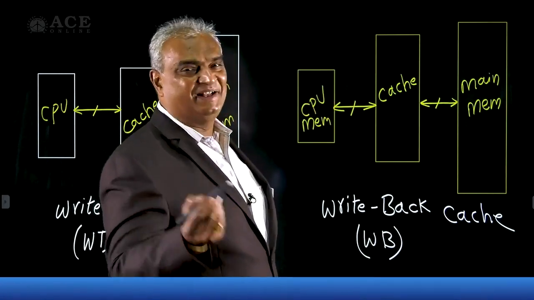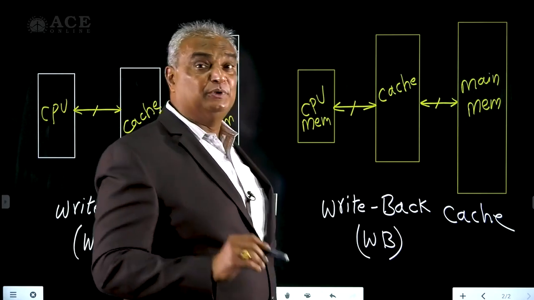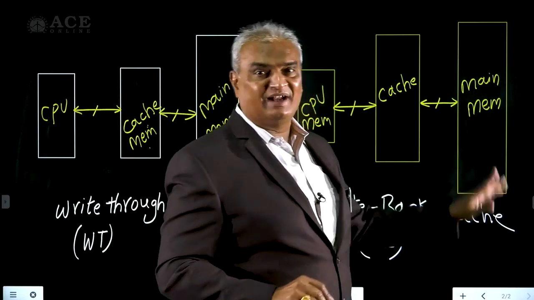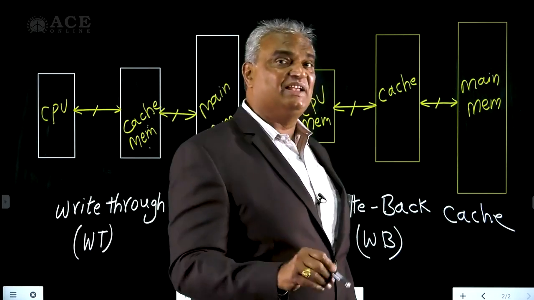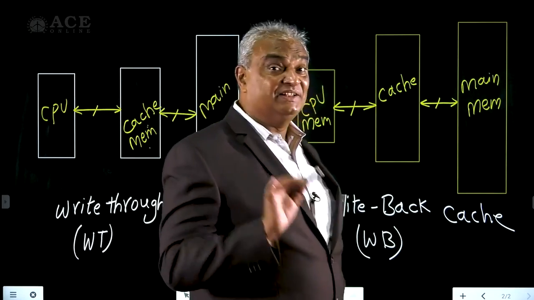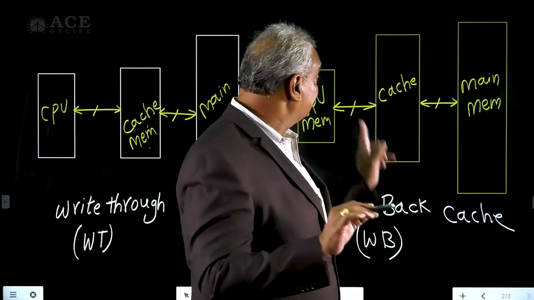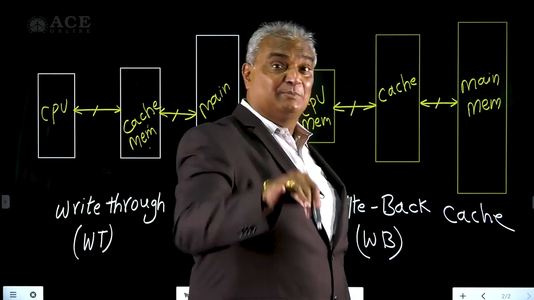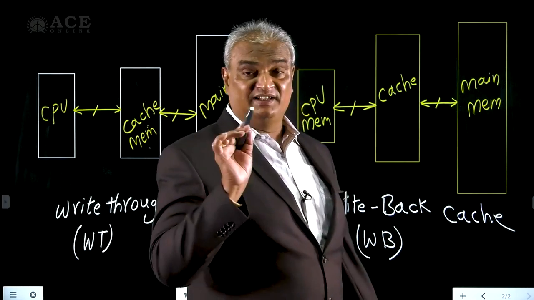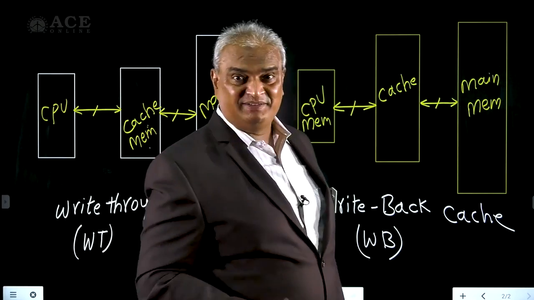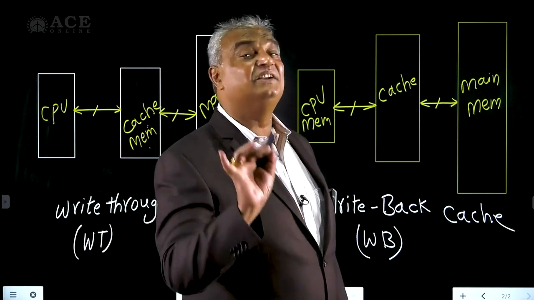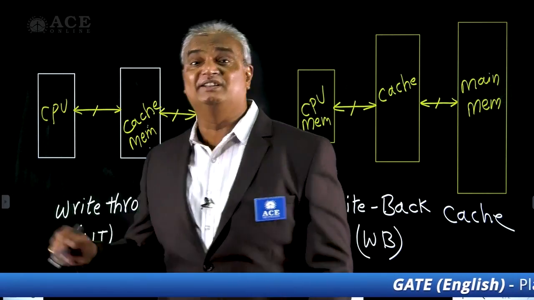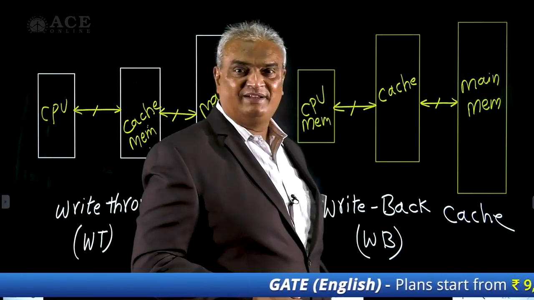Come to write back cache. While performing a writing operation, first of all, the CPU updates that information only in cache memory but not in main memory. Whenever eviction is needed from cache memory, only then is the respective block transferred from cache memory to main memory. To protect that block, an extra bit is needed. It is nothing but the dirty bit. The dirty bit concept is not needed in write through. It is needed only in write back.